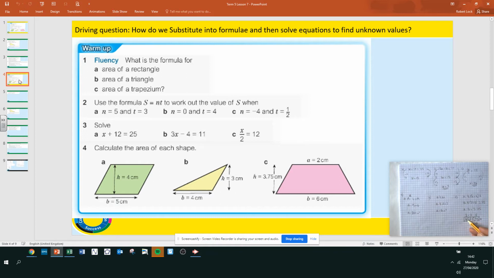2 plus 2 plus 4 plus 1 is 5. And 1 over there. So 4 lots of 3.75 is 15. So the area equals 15 centimeters squared. Okay.